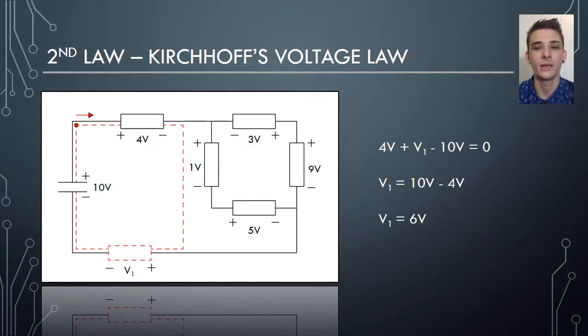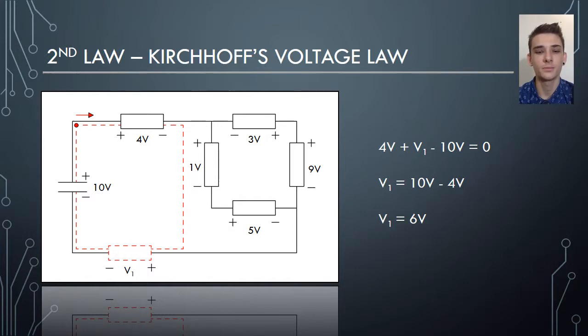This is demonstrated in the following simple problem. It should be noted that in any problem, if you encounter a voltage going from a higher potential to a lower potential, it is expressed as a positive value, and consequently, if it is going from a lower potential to a higher potential, it is expressed as a negative value.